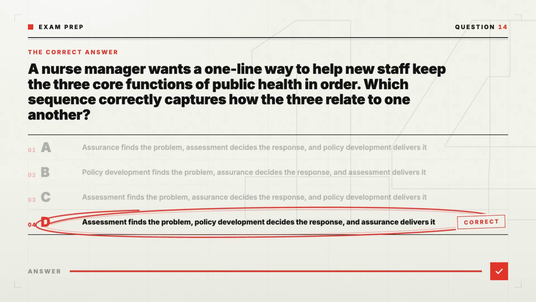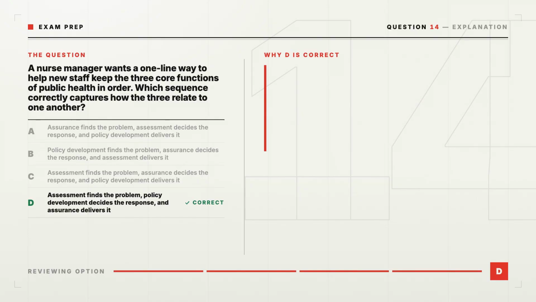The correct answer is D. Assessment finds the problem, policy development decides the response, and assurance delivers it. D is correct because the clean shorthand is assess, then decide, then deliver.